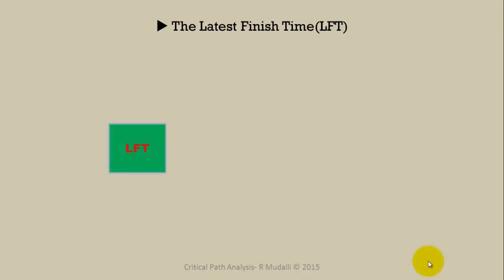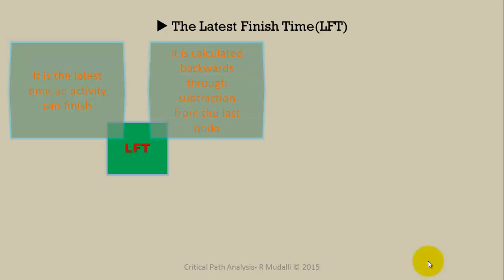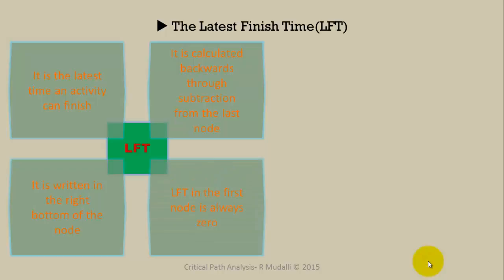Now let's tackle the calculation of the latest finish time, that is the LFT. It is the latest time an activity can finish. It is calculated backwards through subtraction from the last node. It is written in the right bottom of the node. LFT in the first node is always 0.